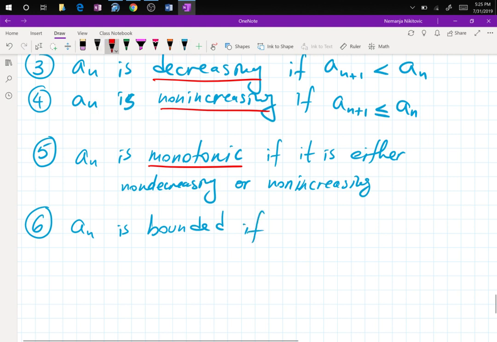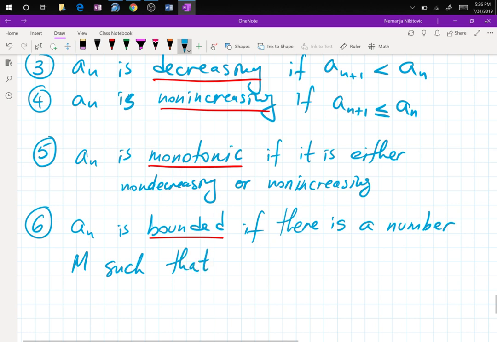So the word bounded is important here. So AN is bounded if there is a number m such that AN is less than m for all n. You can do less than or equal to, it's fine. So this one is bounded from above.